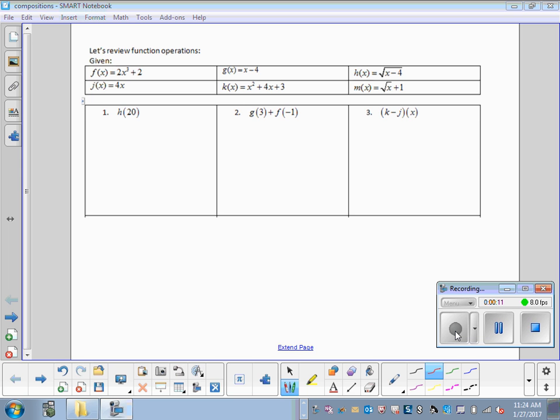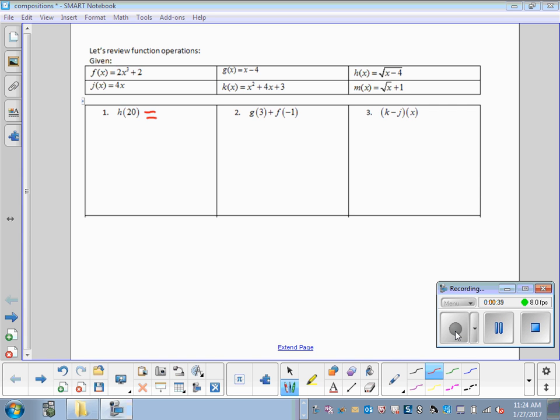So first, notation. What does it mean to have h of 20? What does this notation mean? What do we need to do? I find my function h in the list of my functions. Here it is. H of x is square root of x minus 4. But I need to evaluate this function for x equals 20, right?